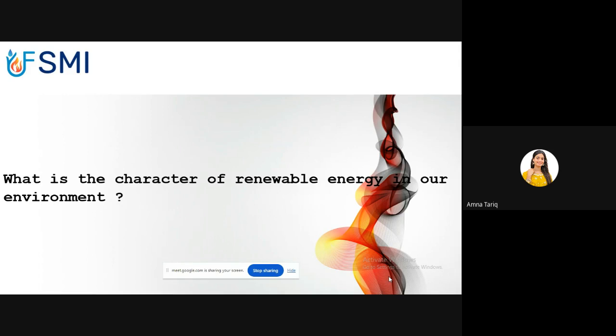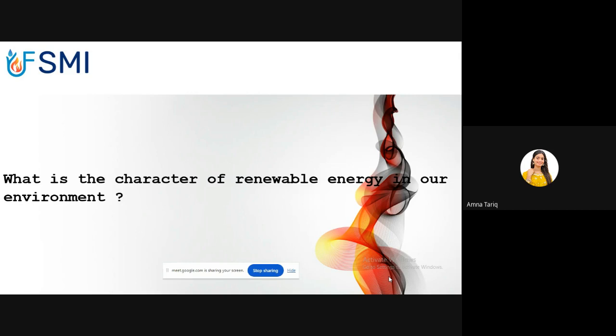What is the character of renewable energy in our environment? We also know that renewable energy plays a role in climate change by reducing greenhouse gas emissions. Unlike fossil fuels, which release carbon dioxide and other pollutants when burned, renewable energy sources produce little to no emission during operation. For example, solar and wind power produce electricity without emitting greenhouse gases, helping to mitigate the impacts of climate change.